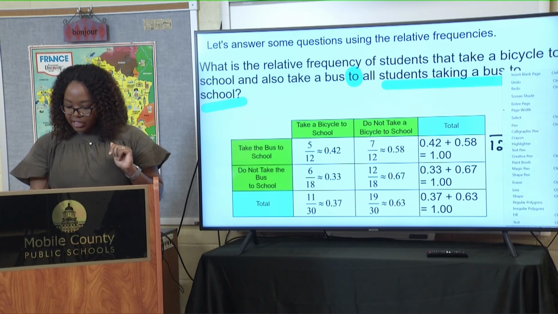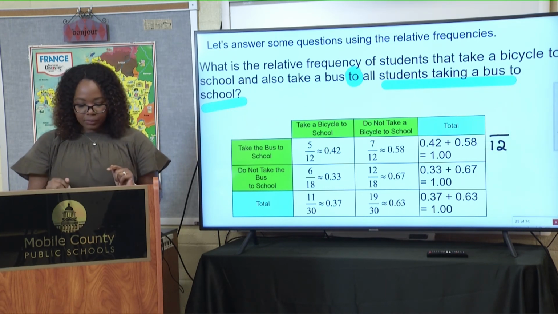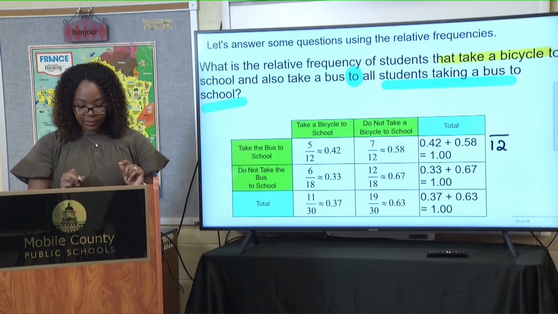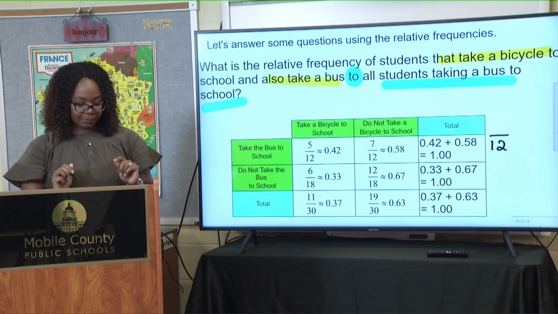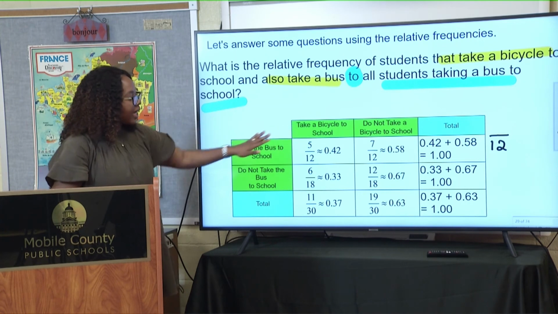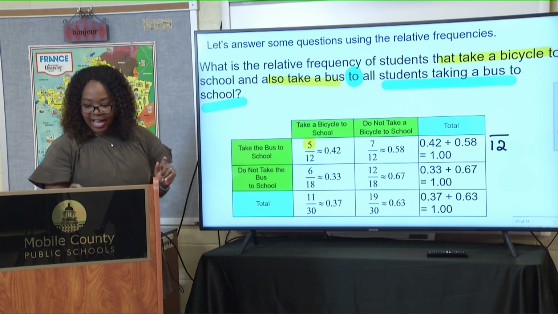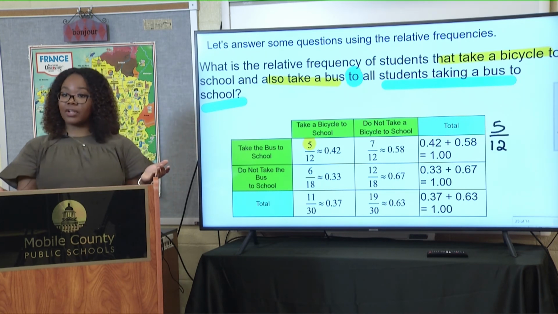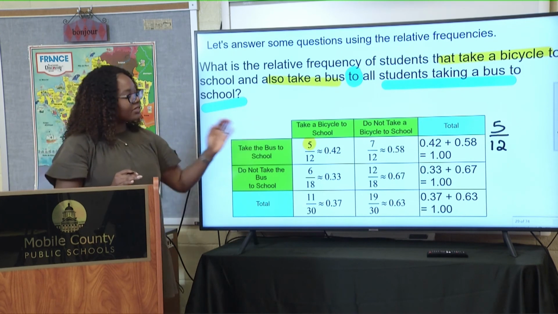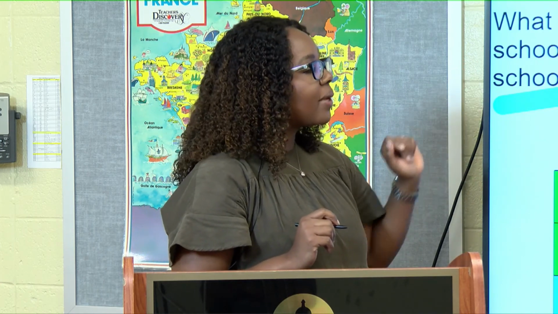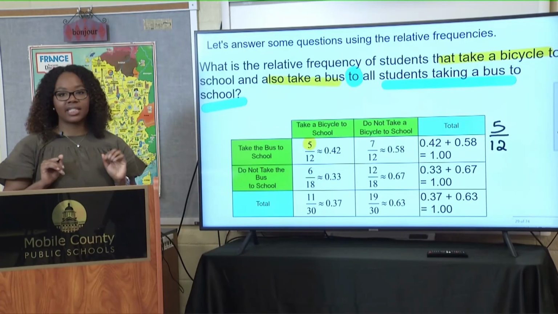Now let's look at the actual event that we're looking for. It states, what is the relative frequency of students that take a bike to school and also take a bus to school? So we need to look for that intersection of taking a bike and a bus, and we see that that is 5. So students, that is where the 5/12 come from. We can convert the 5/12 to a decimal, which is 0.42, and conclude that 42% of the students that were surveyed take a bike or a bus to school compared to all the students that take a bus to school.